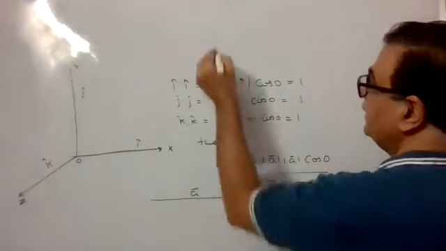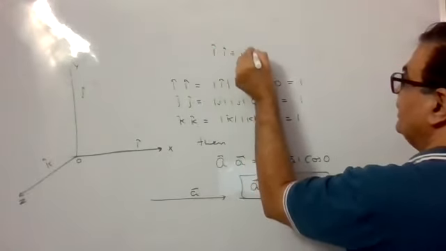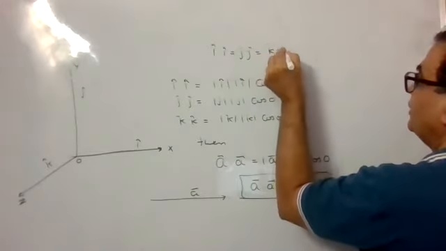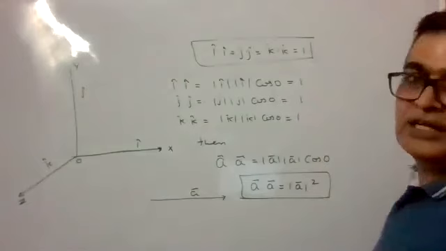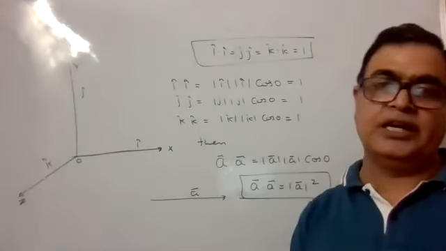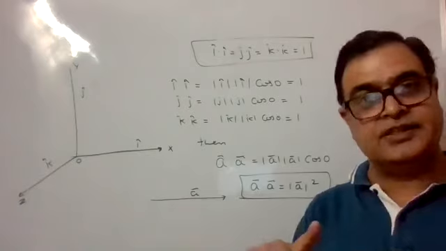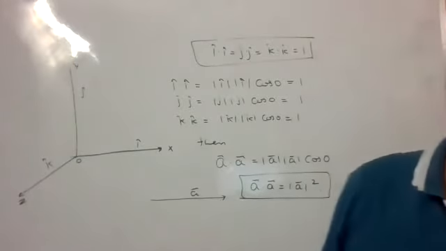That means i dot i, j dot j, and k dot k all come out to be 1. This is another important property. i dot i is 1, j dot j is 1, k dot k is 1. But i dot j is 0, j dot k is 0, k dot i is 0. That you should know.